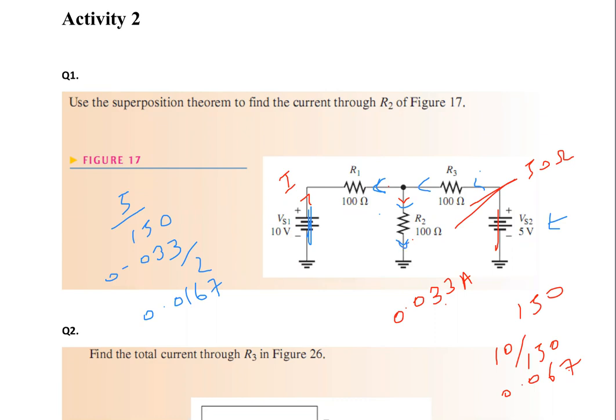Now what will be the IR2? According to the superposition theorem, it should be the algebraic sum of these two values because they are in the same direction. So that will be 0.0167 plus this value 0.033. What will be that value? 0.04967, if you like. 0.049. So that means, guys, can I write it like 50 milliampere? Yeah, that's close enough.